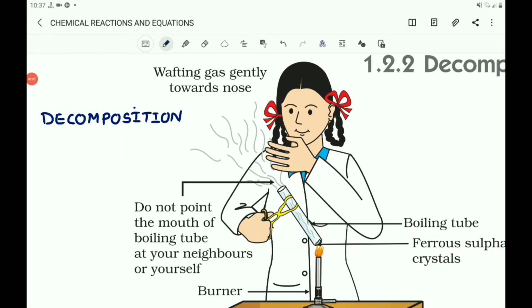Now let us discuss the second type of chemical reaction, that is decomposition. It is the reverse of combination. So what is chemical decomposition? The reaction in which a compound splits up into 2 or more simpler substances is called decomposition reaction.